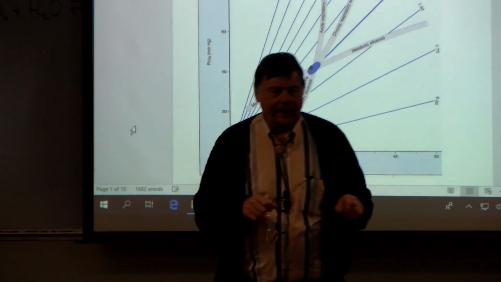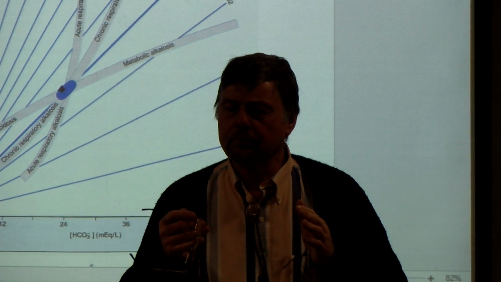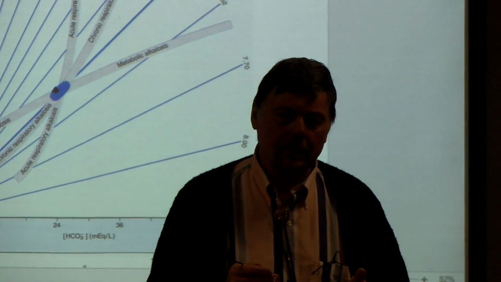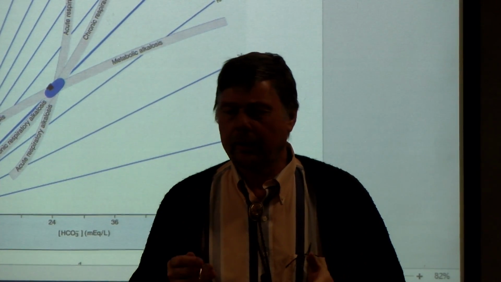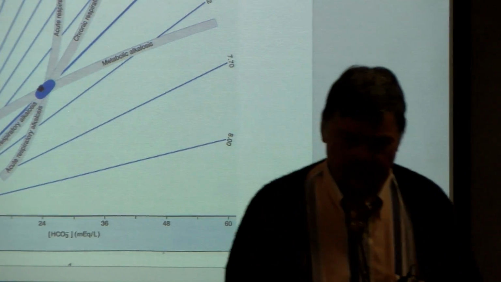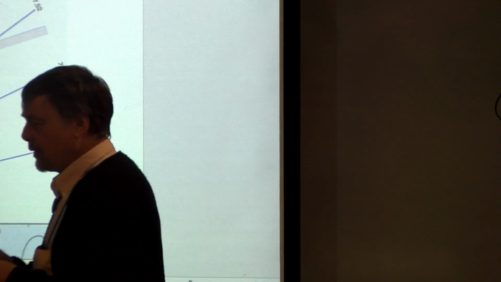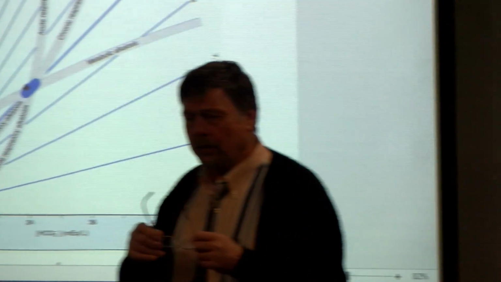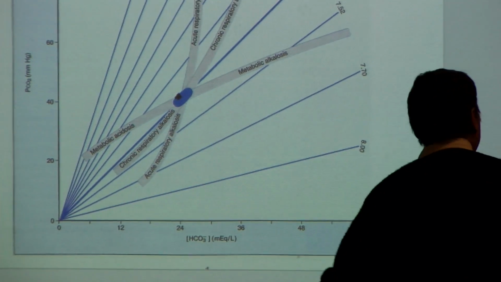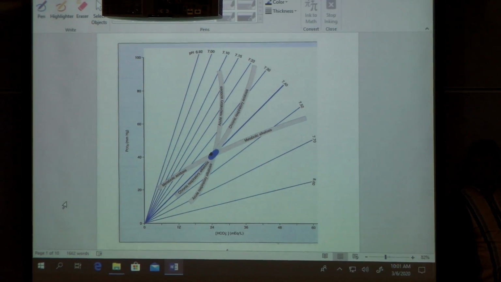So, plan today, we'll go through blood gases, analysis of blood gases, and what we're going to consider is the metabolic aspects of acid-base balance versus the respiratory aspects. And this is the graph that is on the first page, and it's really an expression of the Henderson-Hasselbalch equation.